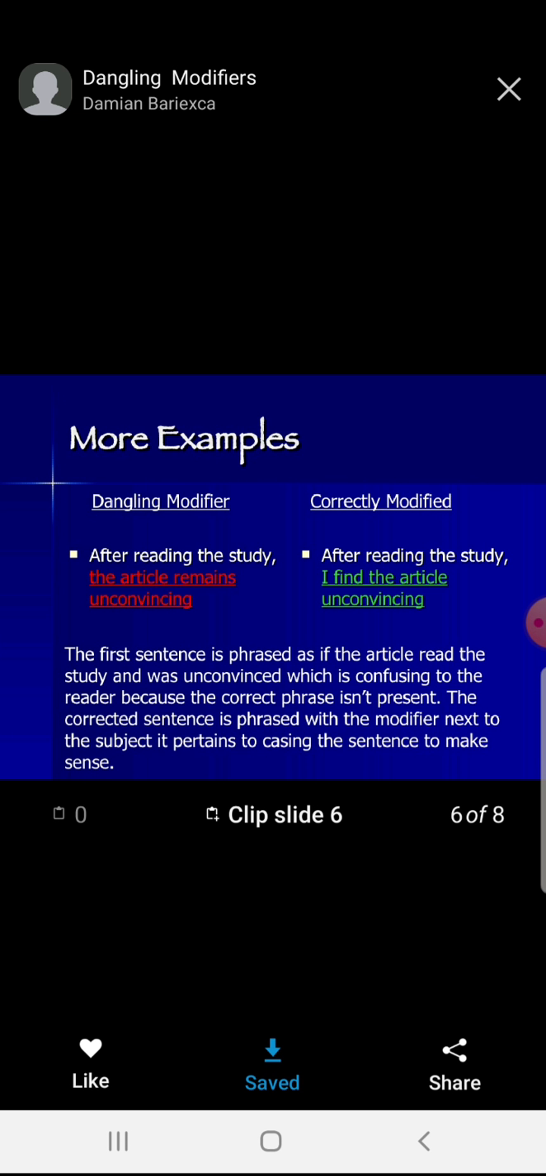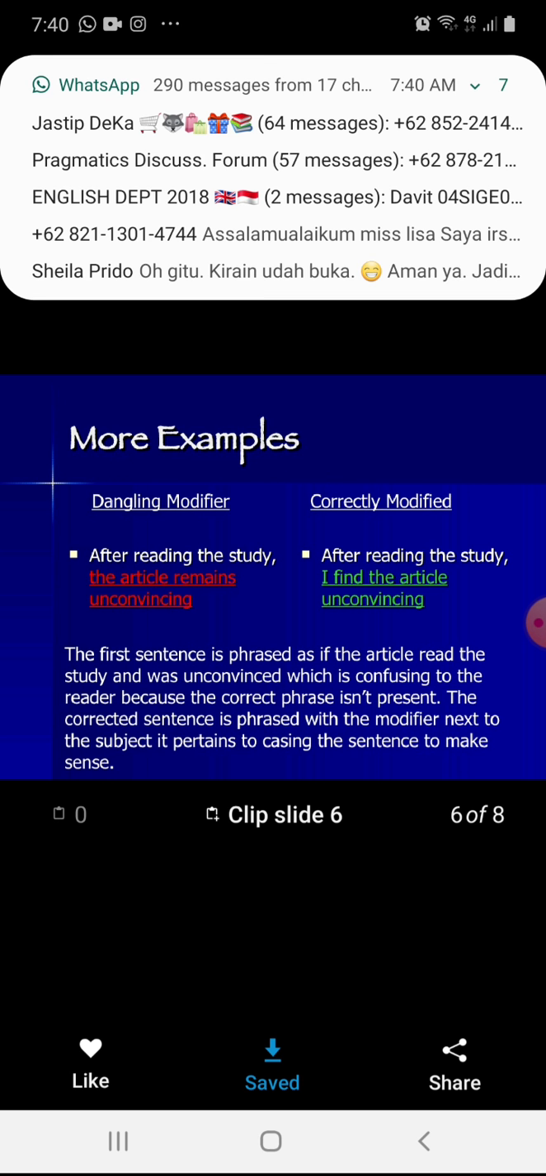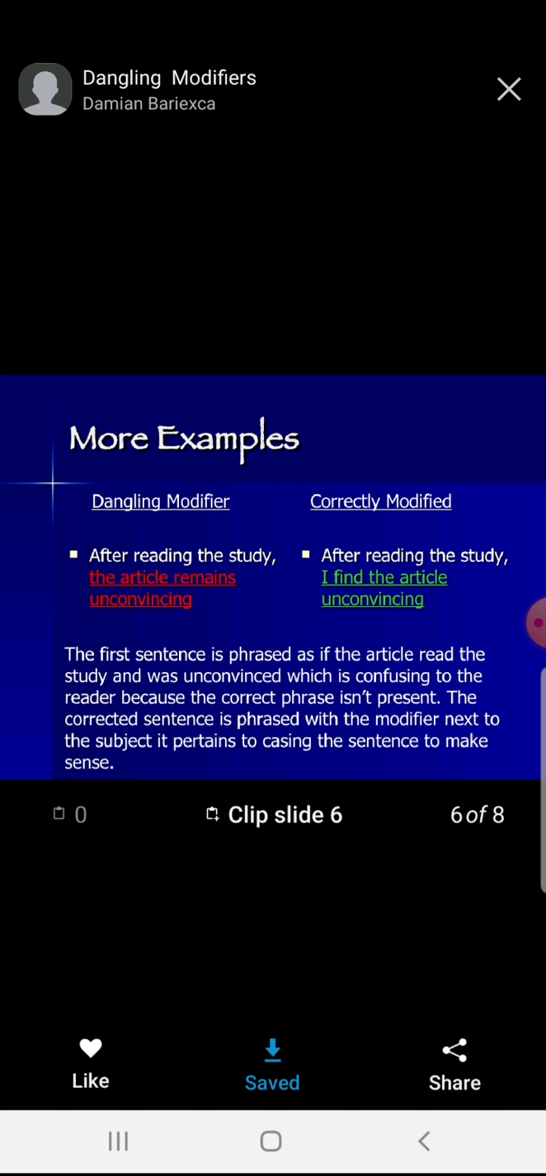Okay, now this one is more example. After reading the study, the article remains unconvincing. After reading the study, the article remains unconvincing. Okay, nah yang correctly modified, after reading the study, I find. Nah ini kan the article remains unconvincing. Yang merasa unconvincing itu siapa? Artikelnya atau orang yang bacanya? Ini kan nggak jelas. Nah maka dibetulkan jadi after reading the study, I find the article unconvincing.